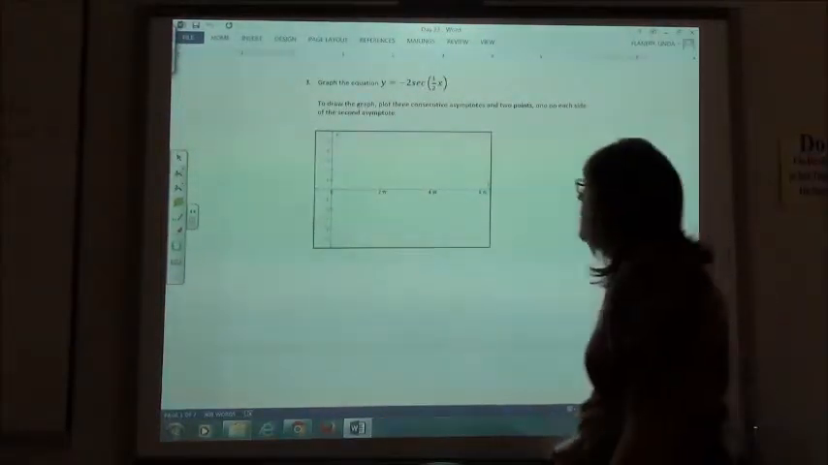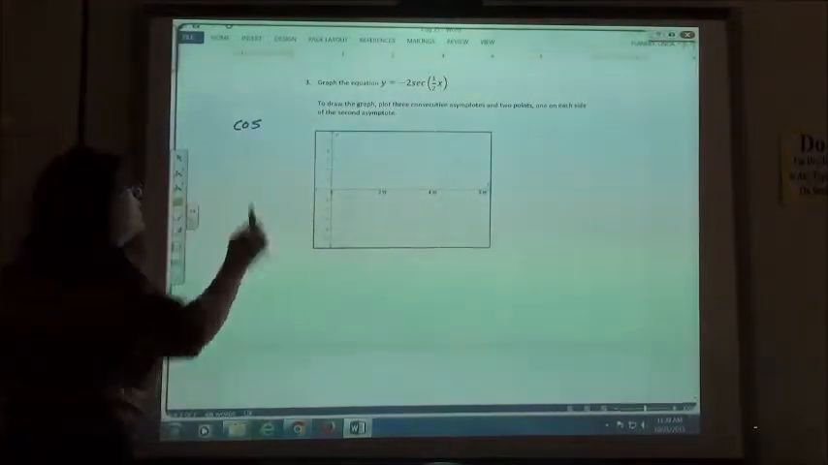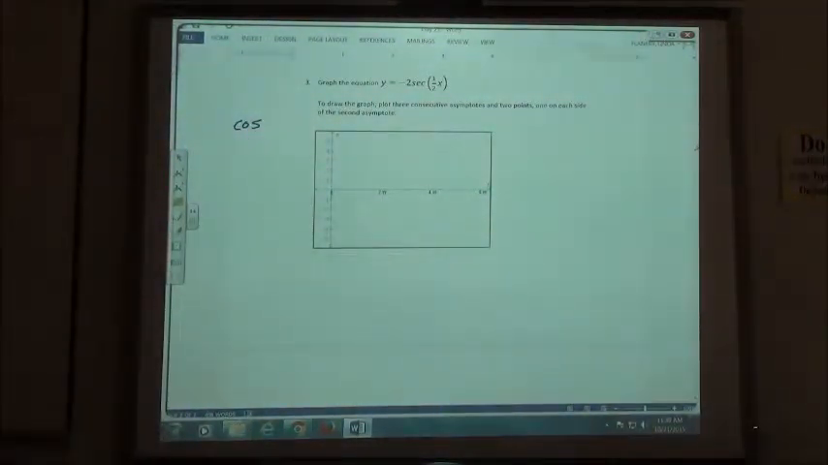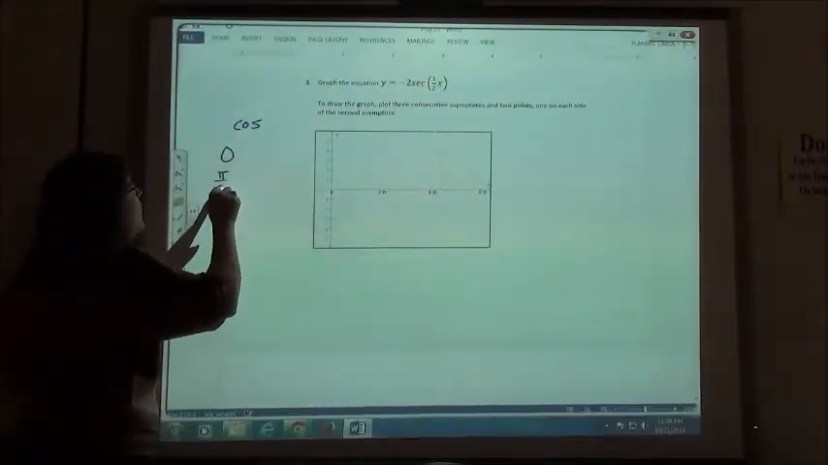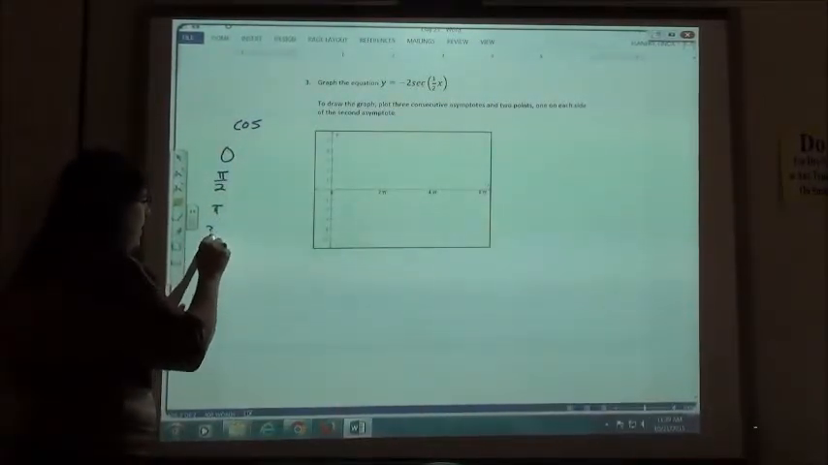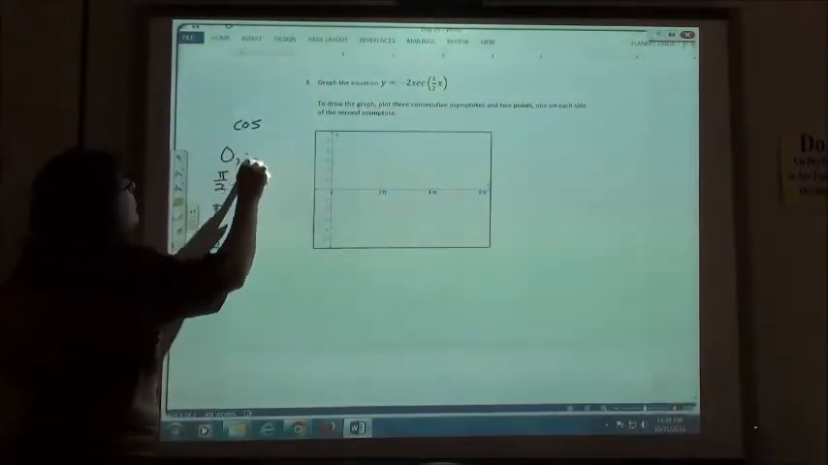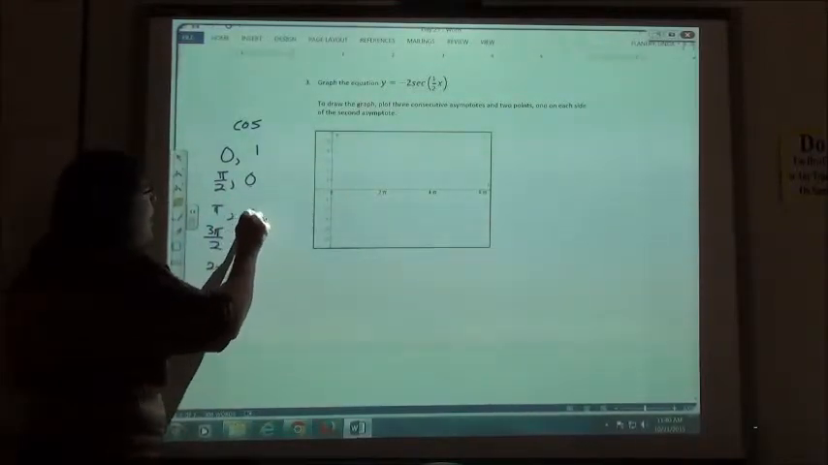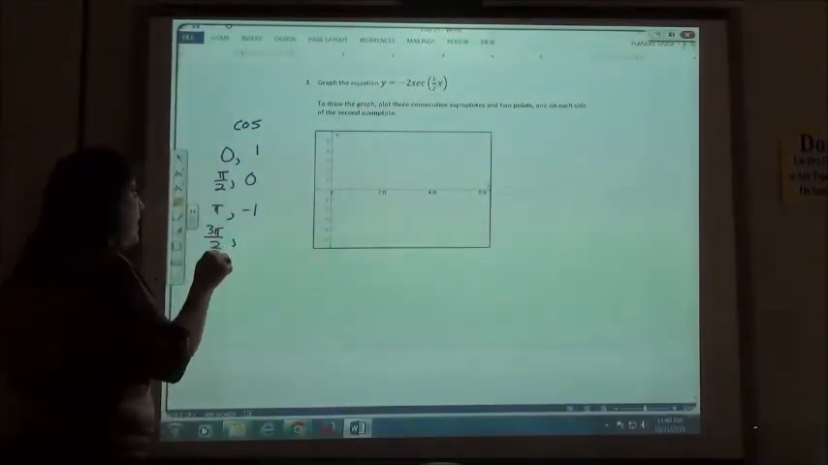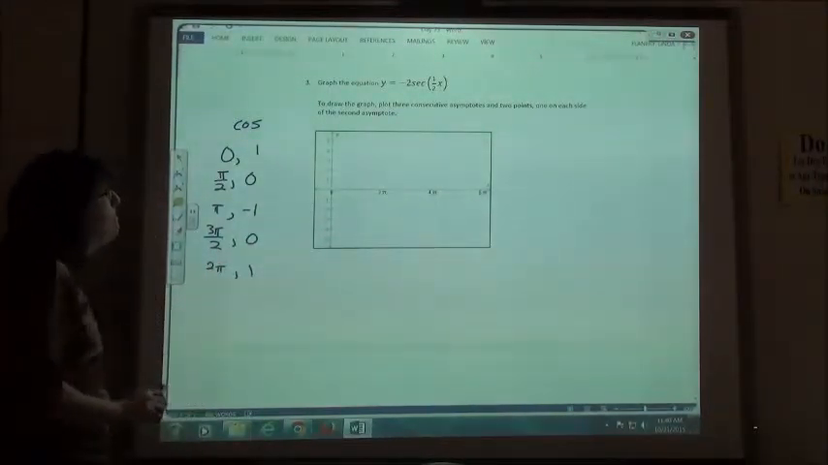The third one, again, we are going to do a secant curve. The secant is the inverse of the cosine, so we think about our normal values for the cosine function. So 0, pi over 2, pi, 3 pi over 2, and 2 pi. At 0, we usually go up 1. At pi over 2, we're at 0. At pi, we're down 1. At 3 pi over 2, we're at 0. And at 2 pi, we're back up 1.